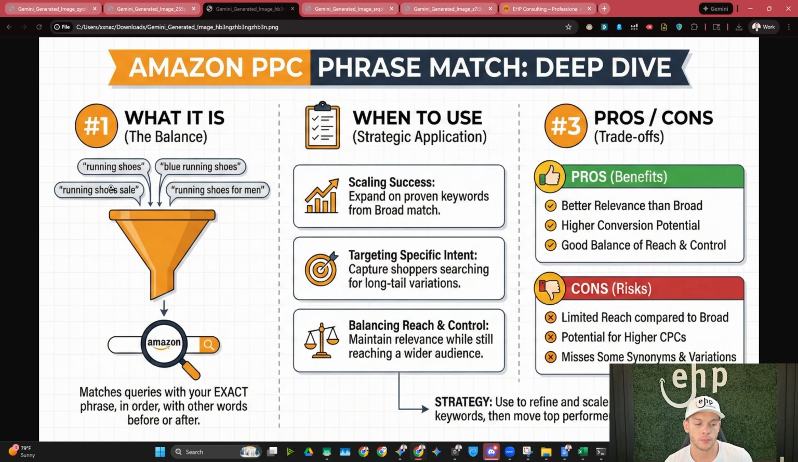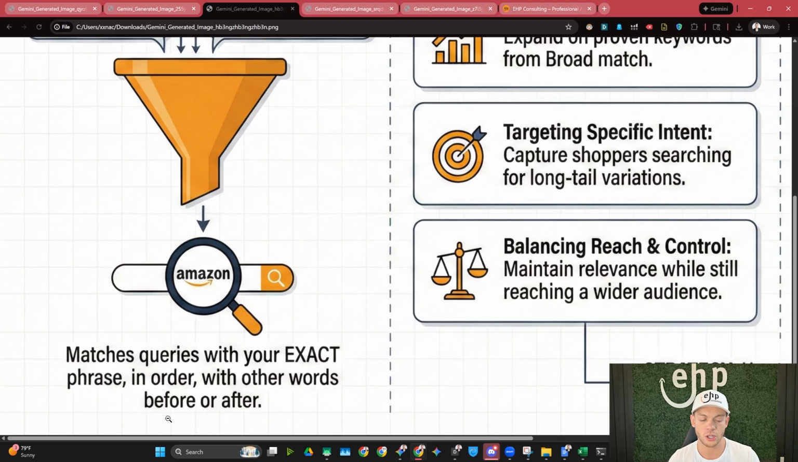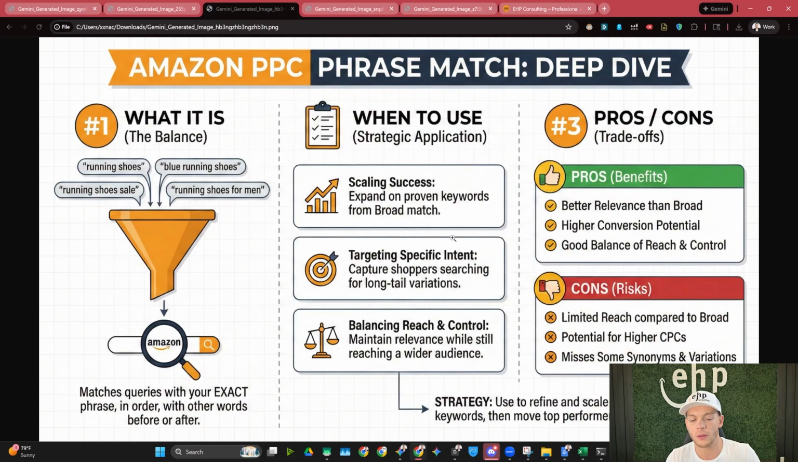Phrase match is the balance between the two. Running shoes, we'll do running shoes. Like I said, running shoes for men. It's more structured for sure. It matches queries with your exact phrase in order, with other words before and after. So if you put running shoes, then it can show blue running shoes, but it won't move around the words running shoes itself. Again, a little bit more confusing. This is good for scaling success. If you know there's a certain keyword that works, you can test other keywords on top of it. And this is where phrase stands out.